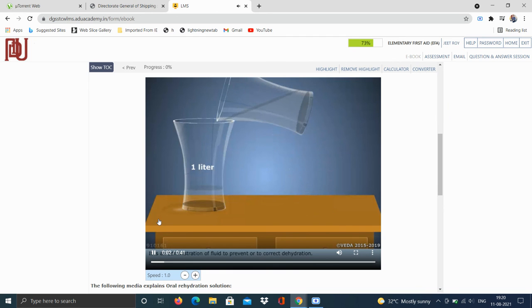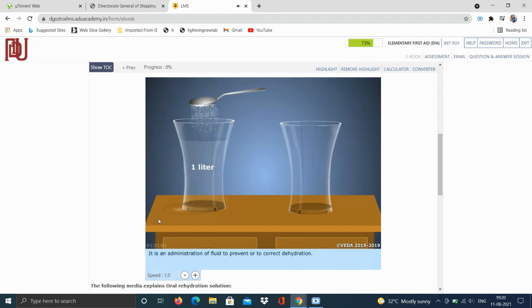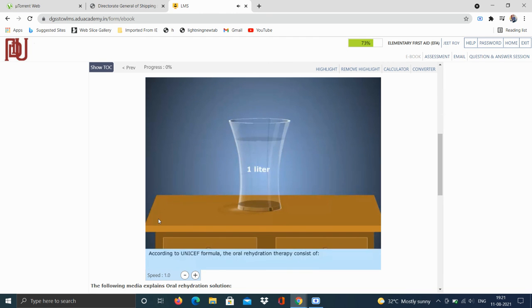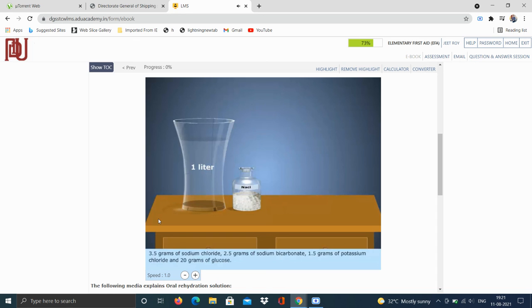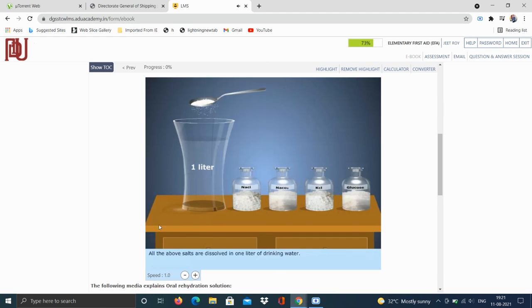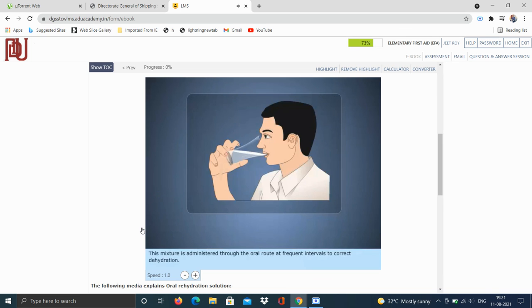It is an administration of fluid to prevent or to correct dehydration. According to the UNICEF formula, the oral rehydration therapy consists of 3.5 grams of sodium chloride, 2.5 grams of sodium bicarbonate, 1.5 grams of potassium chloride, and 20 grams of glucose. All the above salts are dissolved in 1 liter of drinking water. This mixture is administered through the oral route at frequent intervals to correct dehydration.